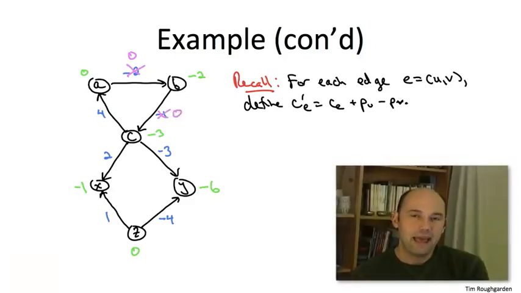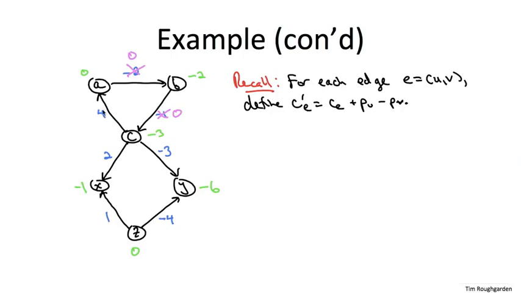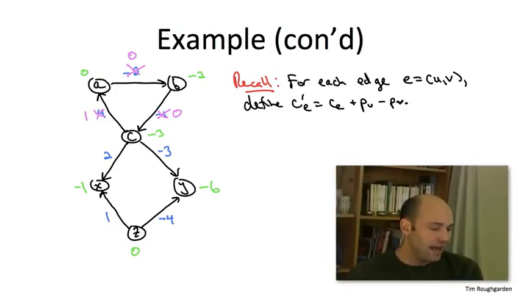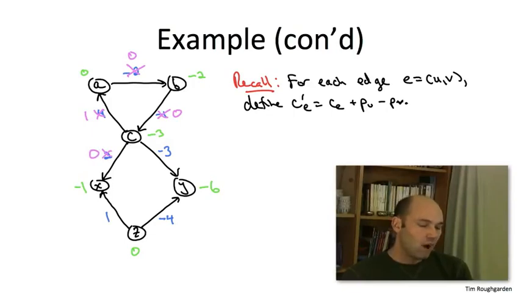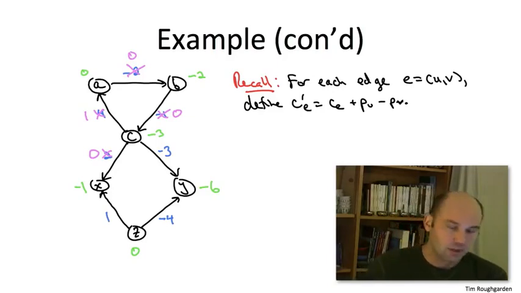For the arc C comma A, we take the original length 4, we add -3, and we subtract 0. So the arc C comma A has a strictly positive shifted length. It's now 1. If we look at the arc C comma X, we take the original length 2, we add -3, and we subtract -1. So that again all cancels out, and C comma X has a new cost of 0. Same thing happens with the arc C comma Y. We start with -3, we add another -3, we subtract -6, that gives us 0.